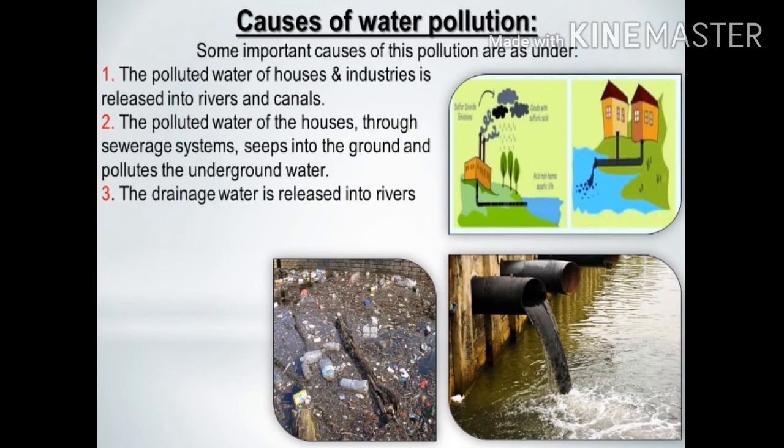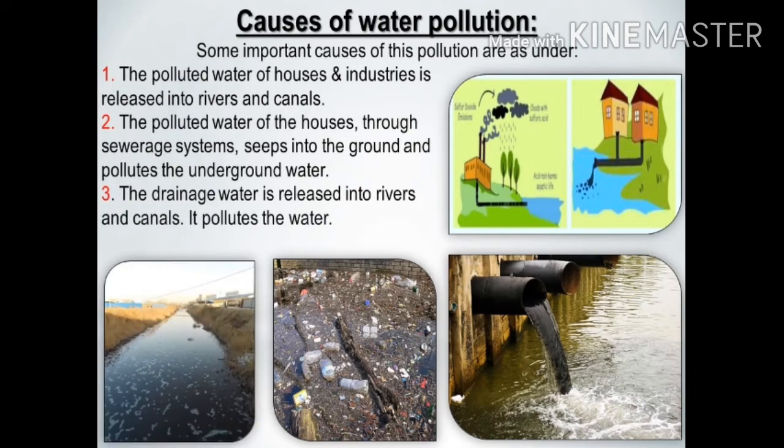Number 3, the drainage water is released into rivers and canals. It pollutes the water. The water of rivers and canals is basically used for our agriculture. We irrigate our crops with this canal water. But when we release our drainage water that comes out from our houses and factories, it also gets polluted.